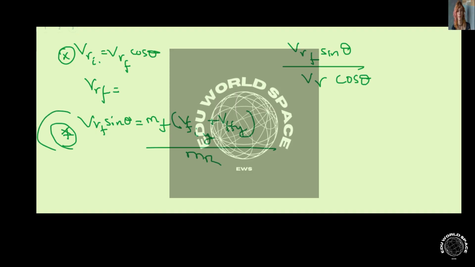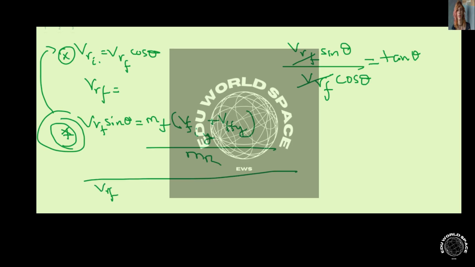Okay, and then we're taking the second equation and dividing it by the first equation, and that's what we did here. Remember, the first equation has that, so we're going to end up with tangent of theta, because these two cancel out. It's almost like you're doing something like that. VR final cosine theta equals to VR initial.